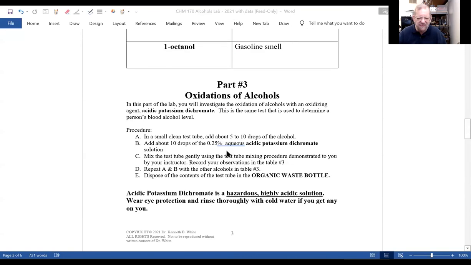the second to last part, we're gonna talk about oxidation of alcohols, potassium dichromate. And here I'll be using potassium dichromate. And what are we doing? Let me show you.